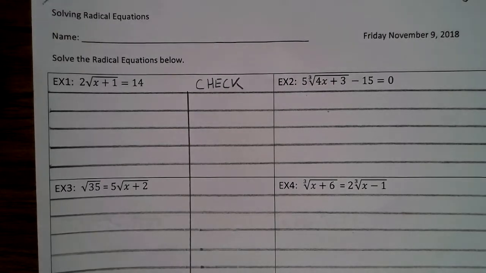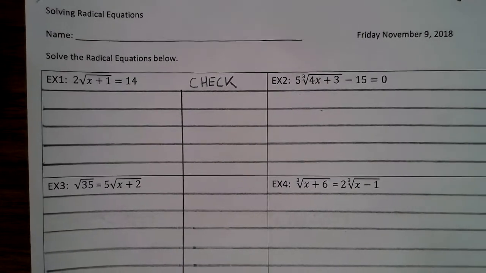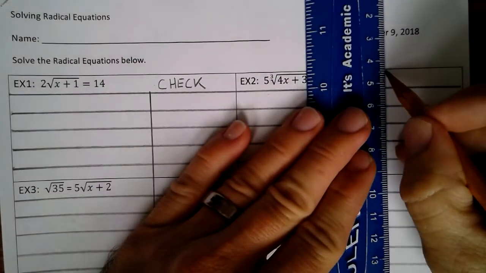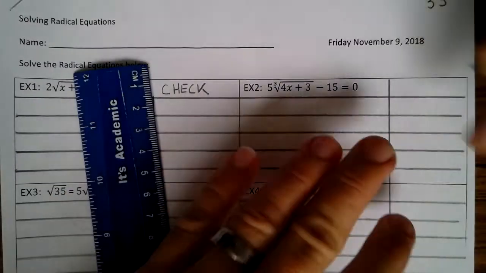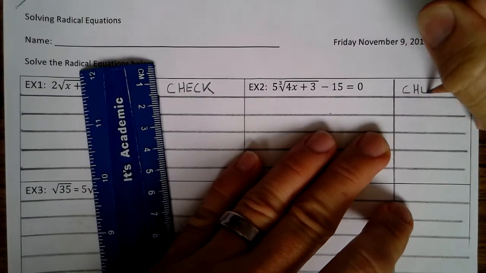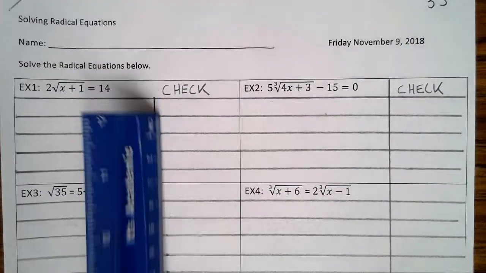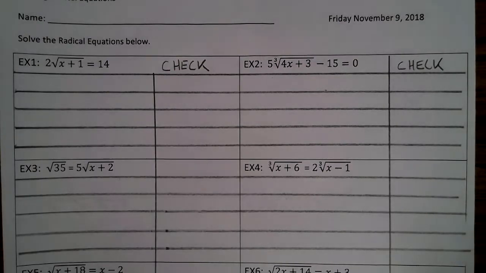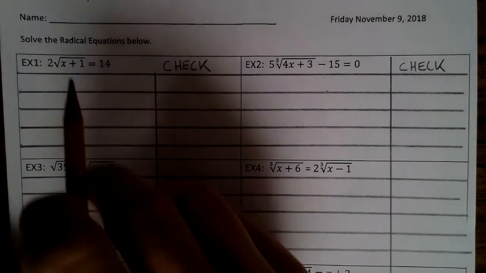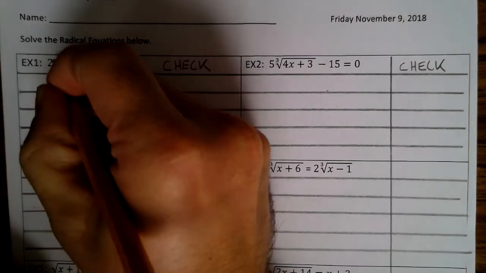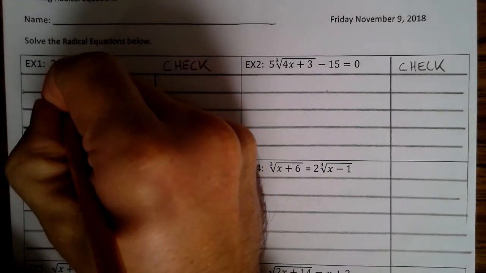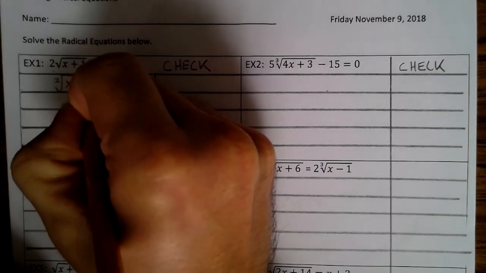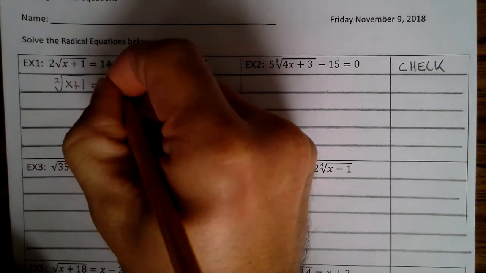All right, now that you have the lines for that, let's also go ahead and leave space to check, because that's the last step in solving. All right, now let's get started on example 1. Example 1 says isolate the radical. So we're going to divide both sides by 2, and the index here is 2. If there's not an index, you know it's 2. So square root of x plus 1 equals 14 divided by 2 is 7.